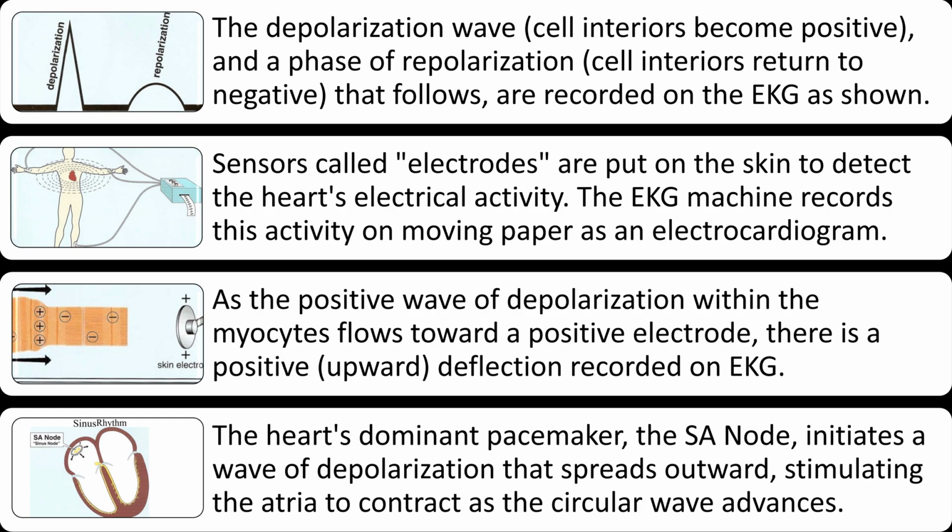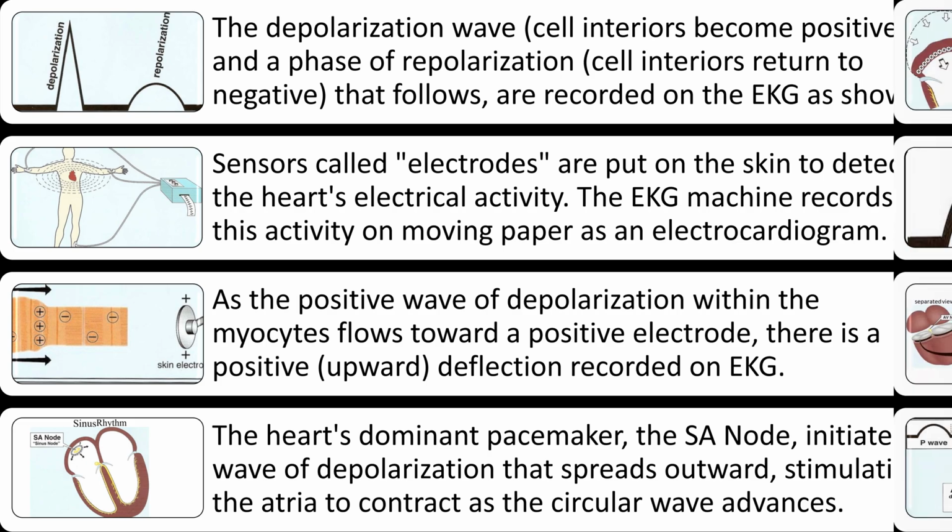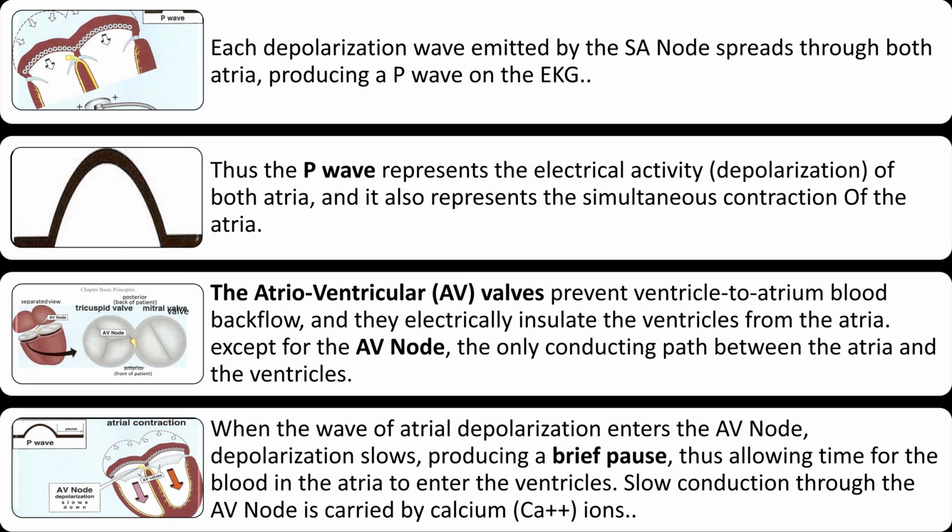recorded on EKG. The heart's dominant pacemaker, the SA node, initiates a wave of depolarization that spreads outward, stimulating the atria to contract as the circular wave advances. Each depolarization wave emitted by the SA node spreads through both atria, producing a P wave on the EKG.